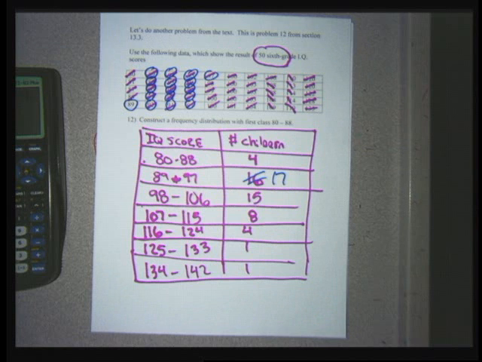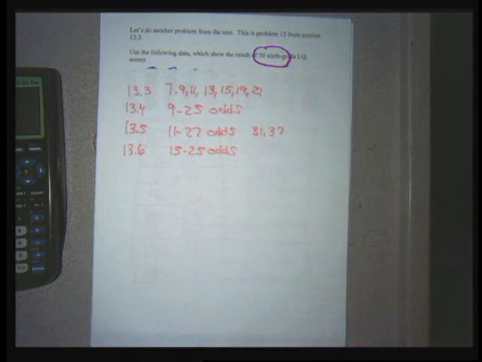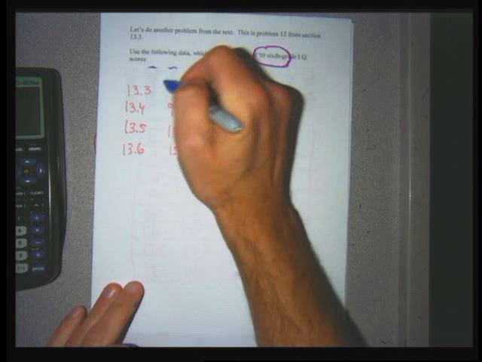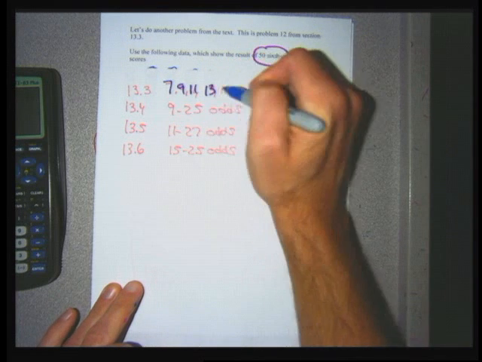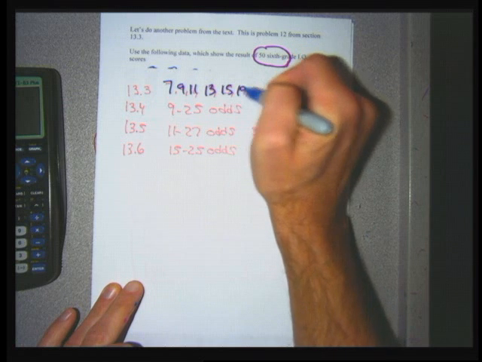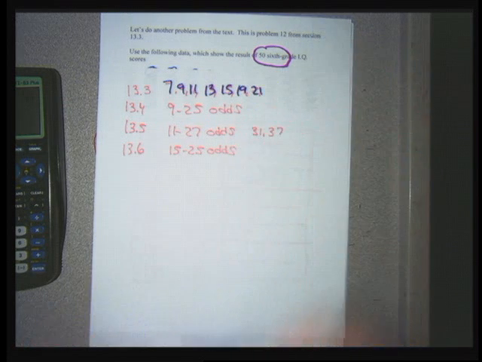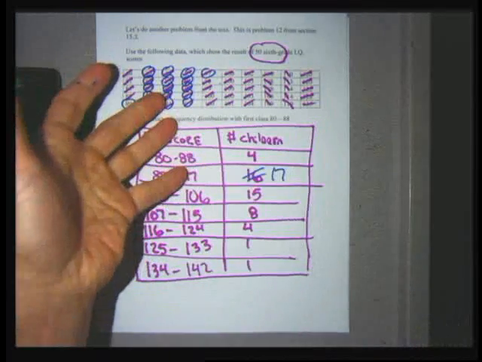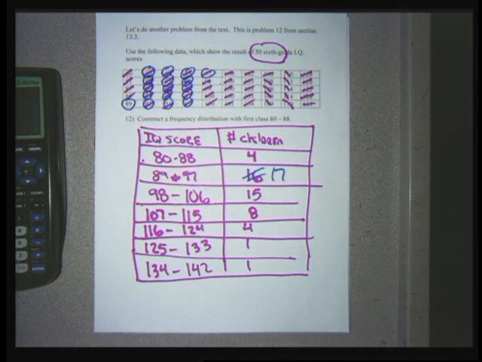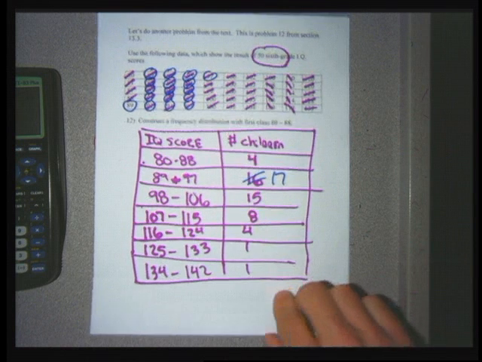So that's the entire section 13.3. The homework problems hopefully tie very nicely to what I did. The homework problems are just the problems 7, 9, 11, 13, 15, 19, and 21. And I'd like to hope that all of them are just having you create frequency distributions or having you answer some questions with regards to a frequency distribution.